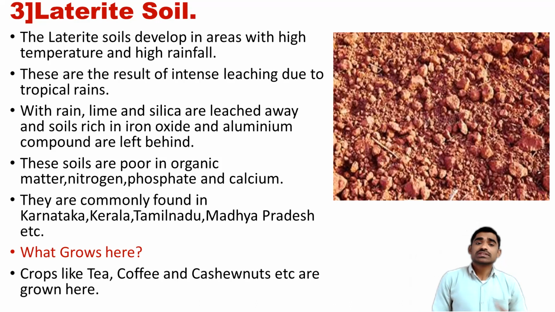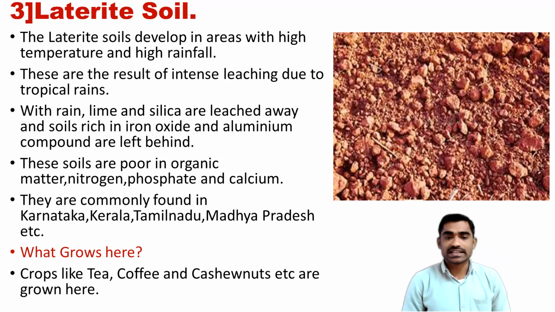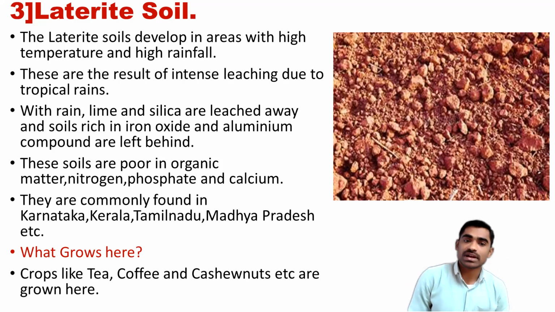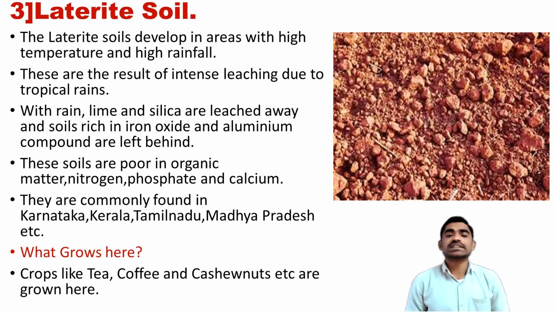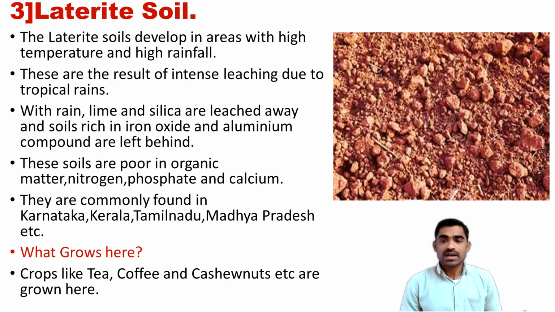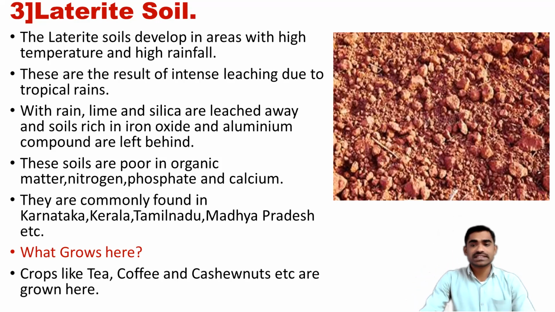Now, this laterite soil is poor in organic matter. It is also poor in some nutrients like nitrogen, phosphate and calcium. These three things are also present in less quantity in this type of soil, and it is also poor in organic matter.